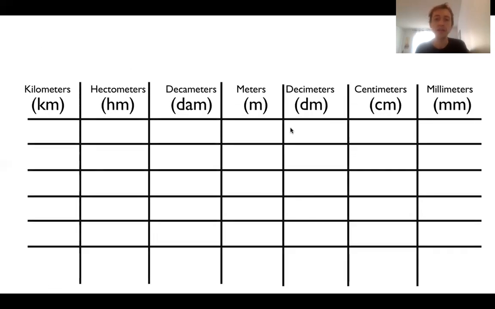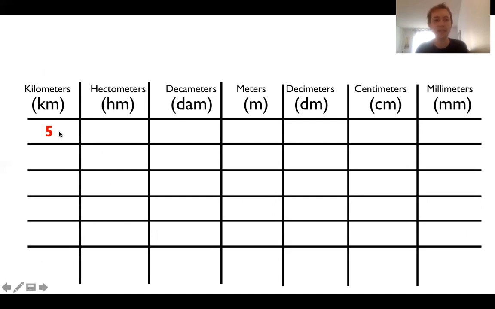So if I give you a measurement, for instance, 5 kilometers, which would maybe be the distance between you and somebody's house, it would take you a while to walk 5 kilometers. How many centimeters is that? I'm jumping ahead. Well, think about it. 5 kilometers is a pretty long distance, so it's going to be a lot of centimeters.